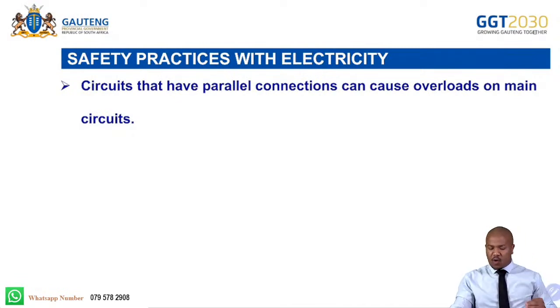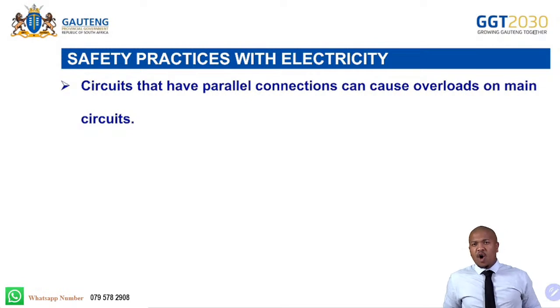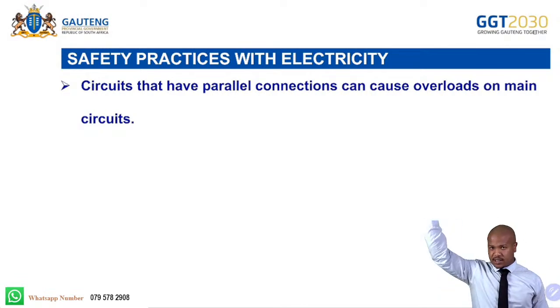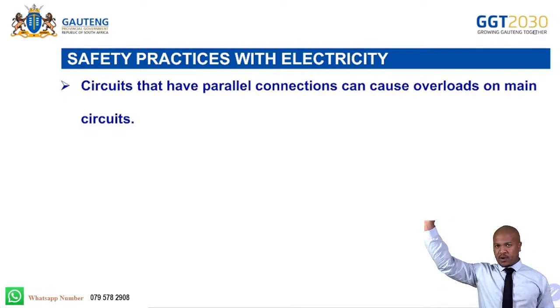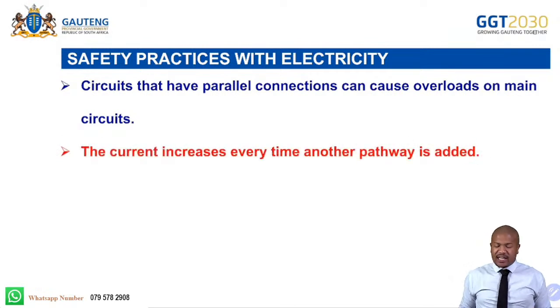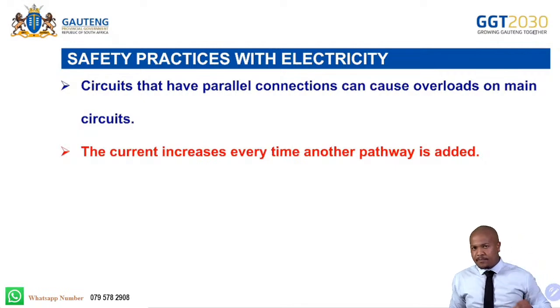Circuits that have parallel connections can cause overloads on main circuits. Let's take it back to our lesson on parallel circuits. We said that with each and every branch that is added in a parallel circuit, the current does what? It increases. When you add more resistors in a parallel circuit, the current increases. So the current increases every time another pathway is added in that circuit.